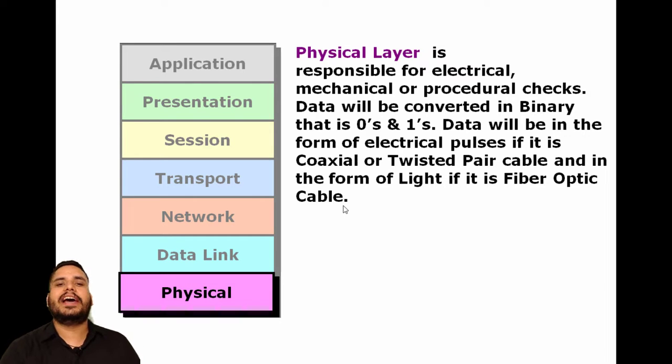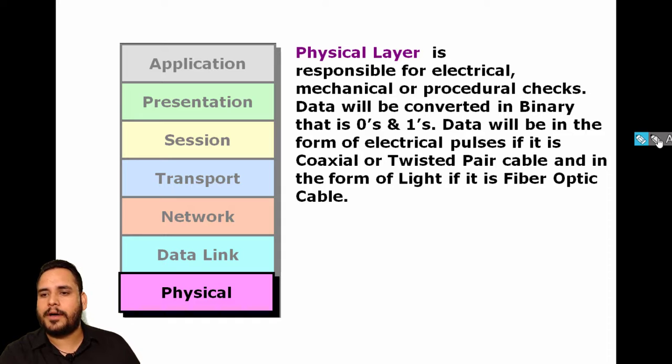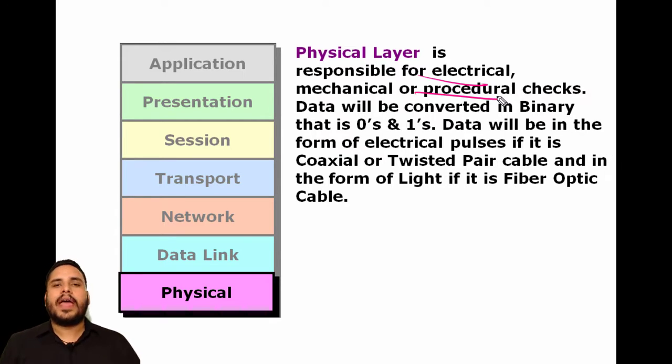So the physical layer is actually responsible for electrical, mechanical and procedural checks. Actually, a computer is an electronic device. So this is my interface. A computer is an electronic device which works on binary language or machine language. So data is converted into 0 and 1.